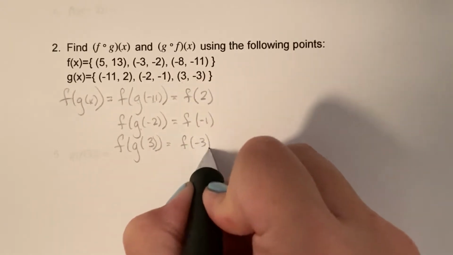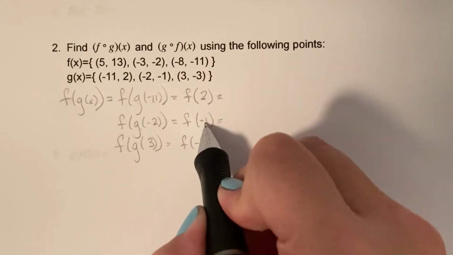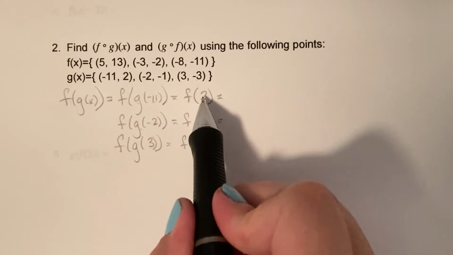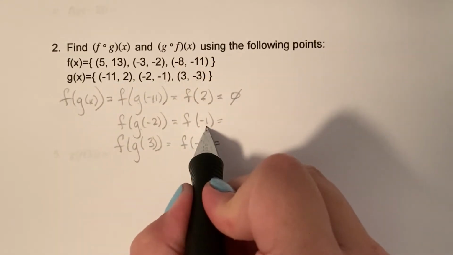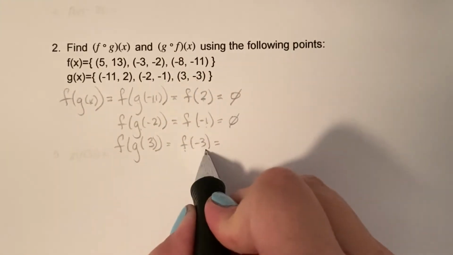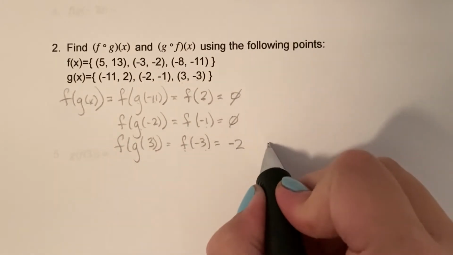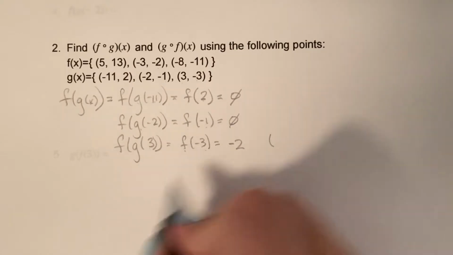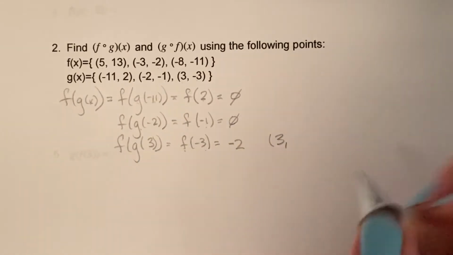And what's g of 3? Negative 3. Okay, now we go to the f function and see if we have a corresponding y value for these x values. So do we have an f of 2? Nope. Do we have an f of negative 1? Nope. Do we have an f of negative 3? Yes. So negative 2. So our only point in f of g of x is our input was 3, our output negative 2.